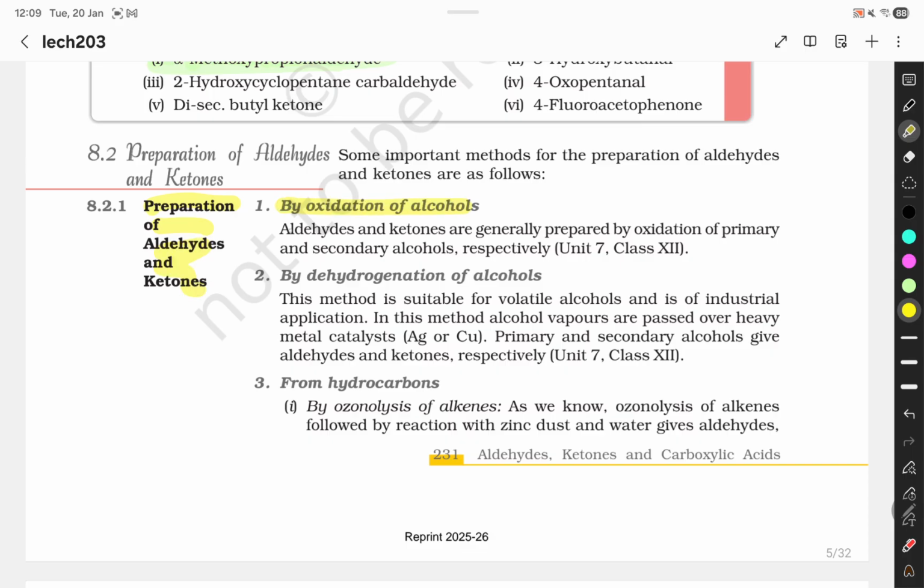So it's alpha position. Preparation of aldehydes and ketones. All right, we have by oxidation of alcohols. Aldehydes and ketones are generally prepared by oxidation of primary and secondary alcohols.